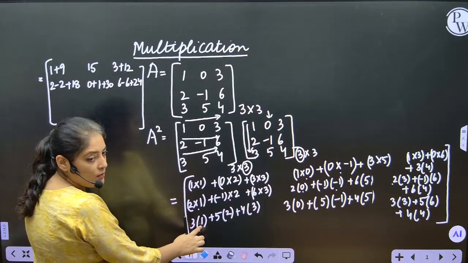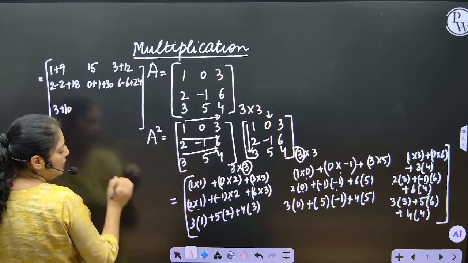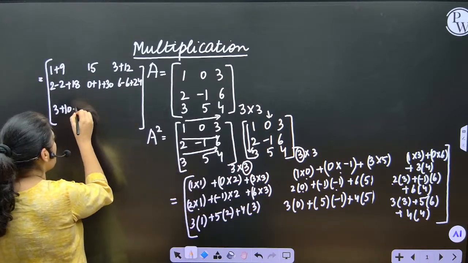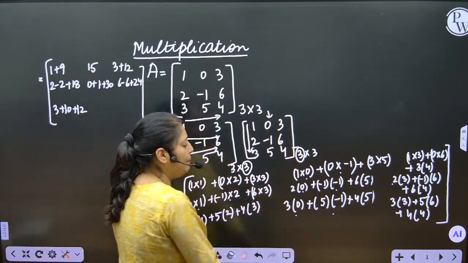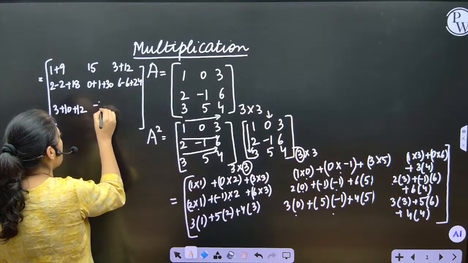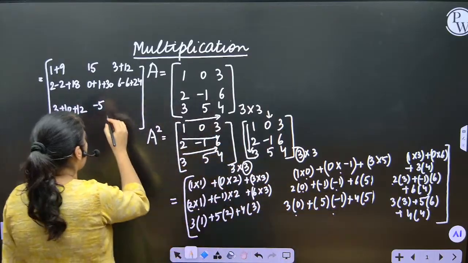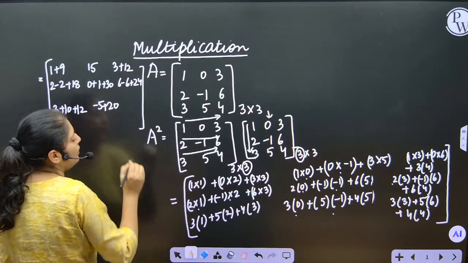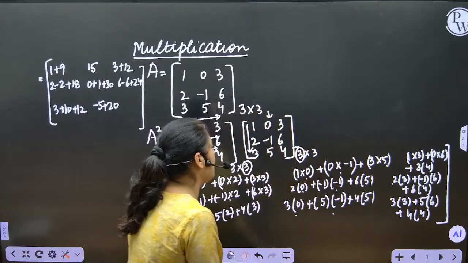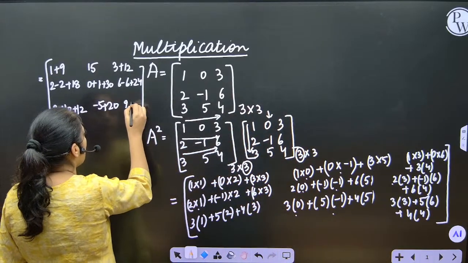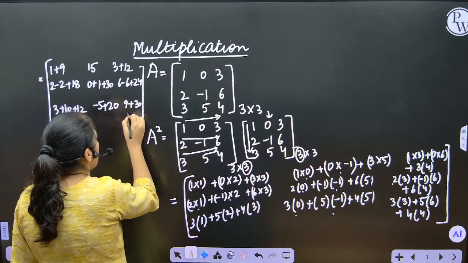Now 3 1s are 3, 5 2s are 10, 3 plus 10, and 4 3s are 12. Here it will become 0, it will become minus 5, and this will become 5 4s are 20. This will become 3 3s are 9, 6 5s are 30. So 9 plus 30, 4 4s are 16.